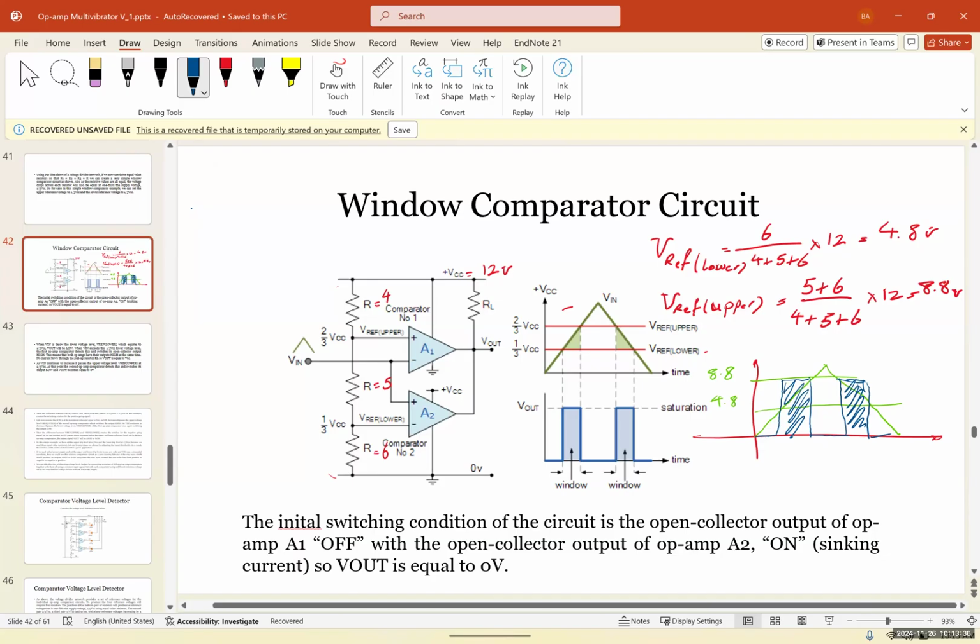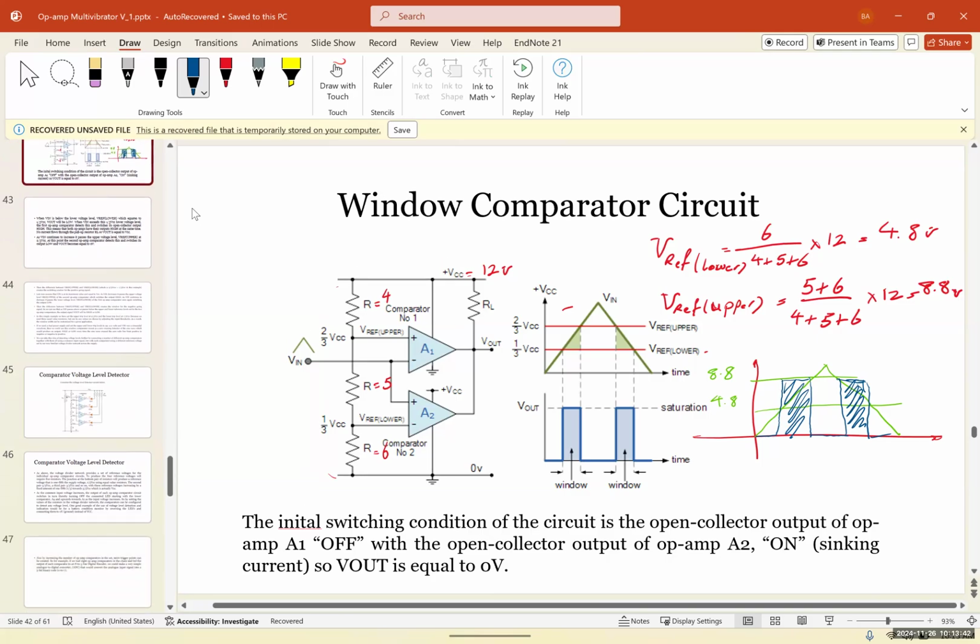So the green one is the input voltage, the blue one is the output voltage. Is it clear, or do you want me to solve another problem? Okay.